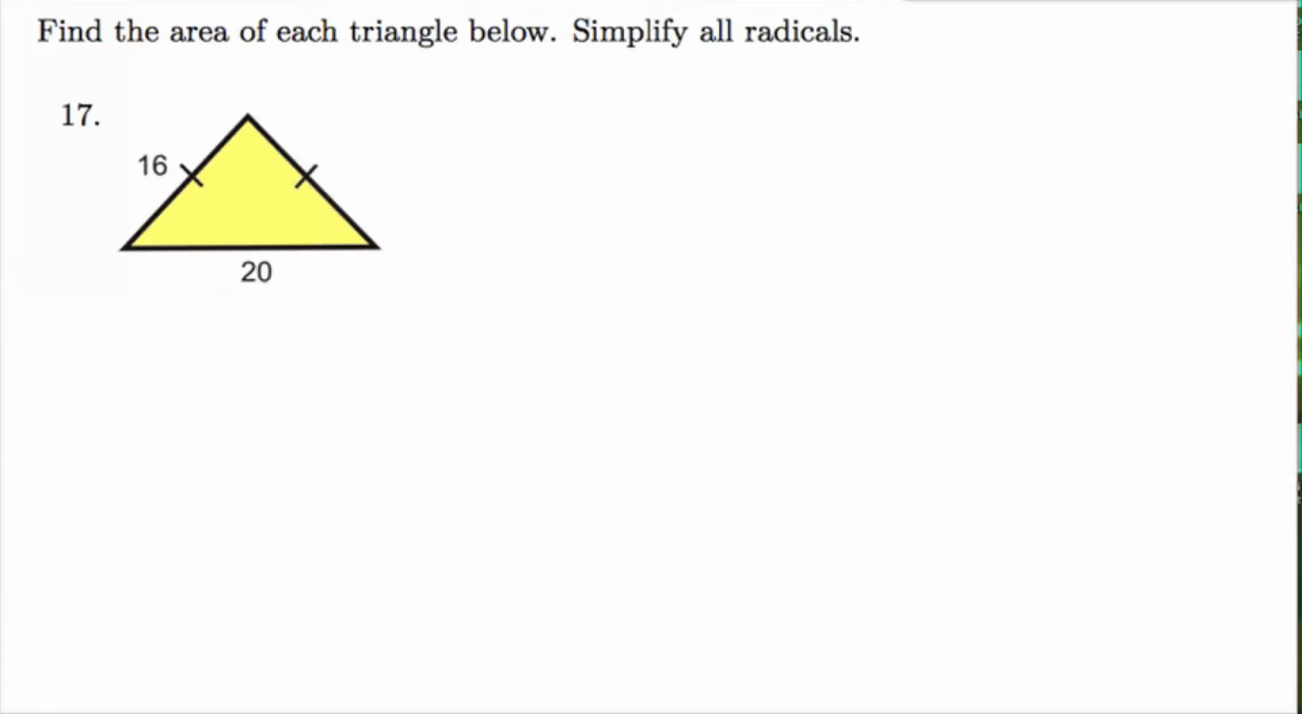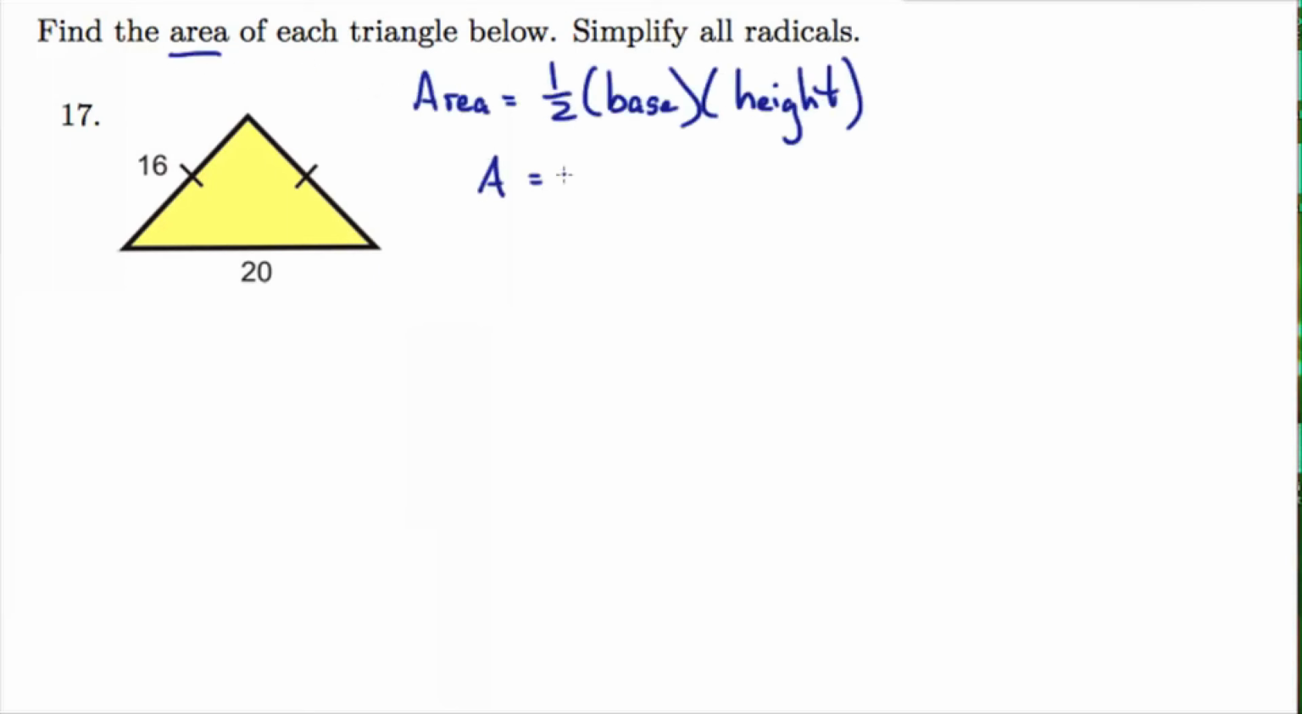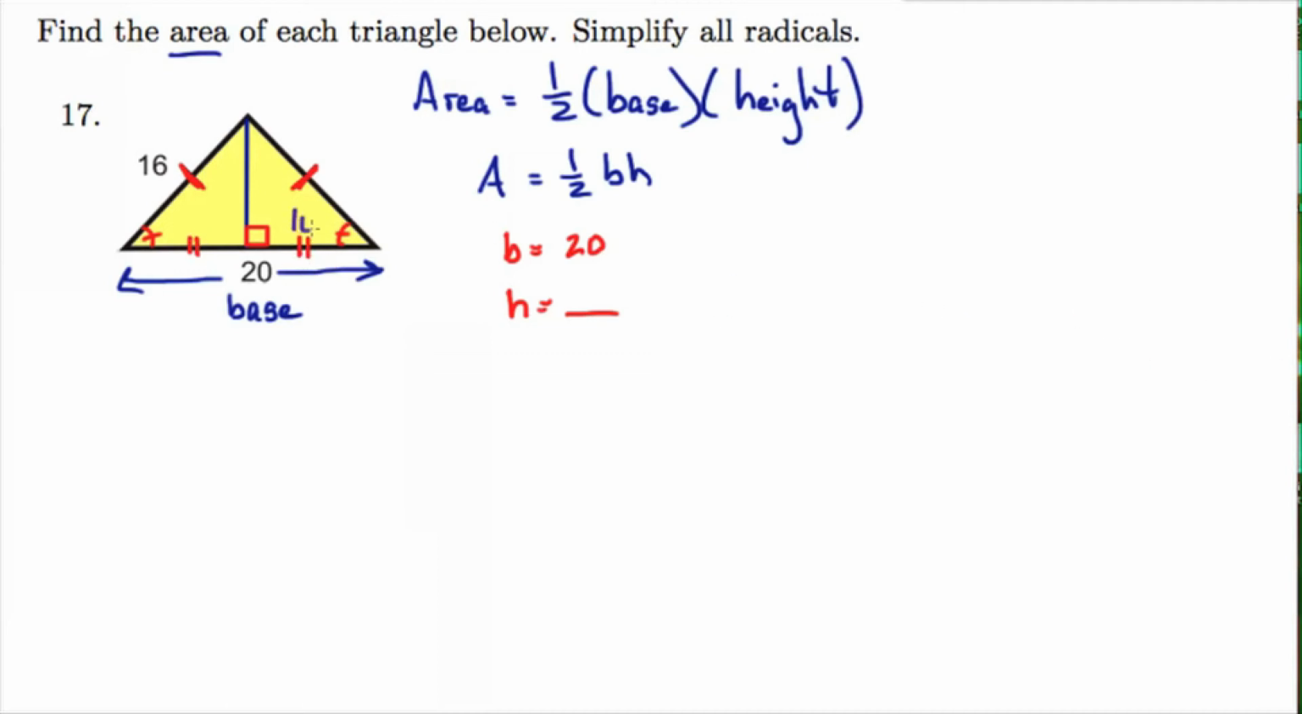Find the area of each triangle below, simplify all radicals. So the area of the triangle is 1/2 base times the height, or area equals 1/2 bh. This 20 I can use as a base. Now the height must be perpendicular to the base. So I have an isosceles triangle. That means the base angles are congruent, and if I draw an altitude here, it will be a perpendicular bisector to the base, which means it cuts the 20 into two tens.